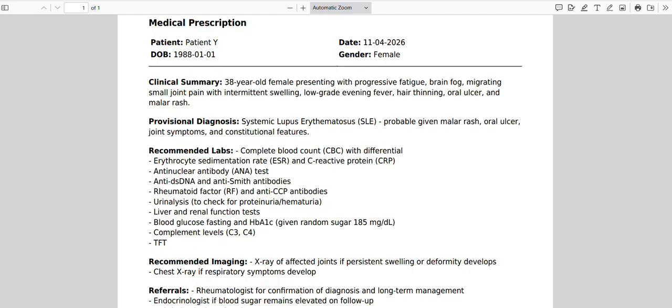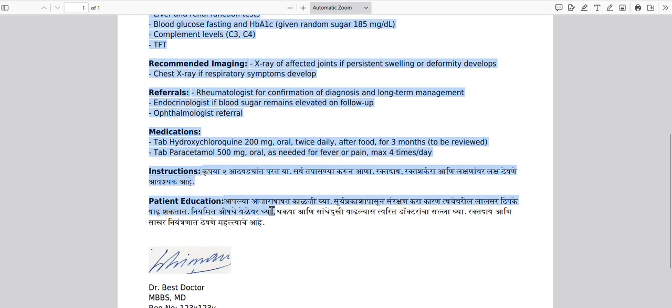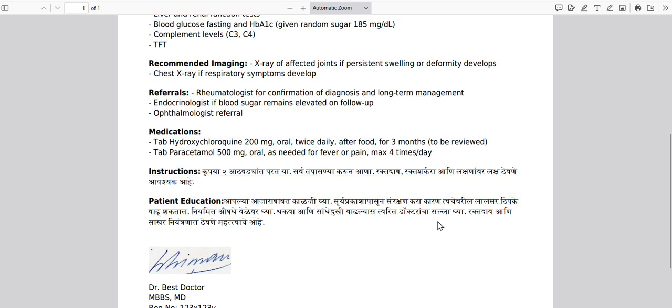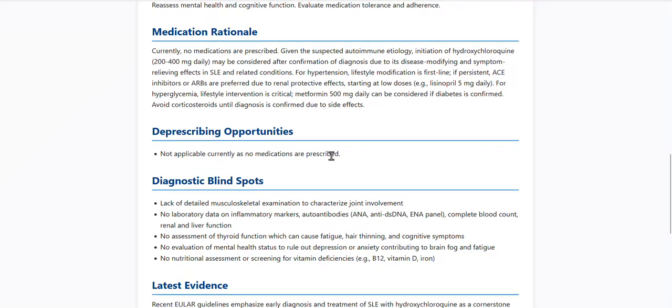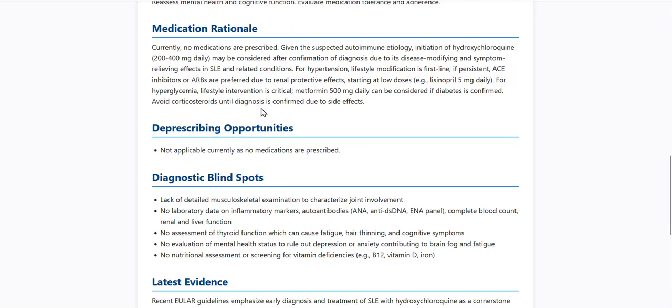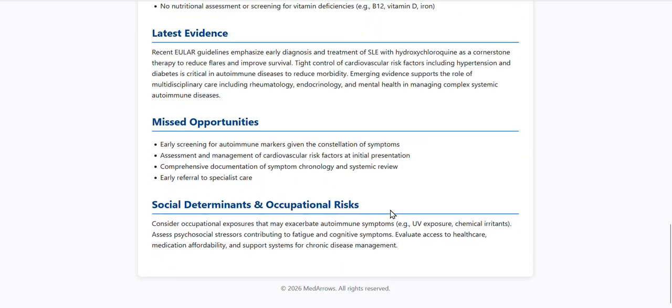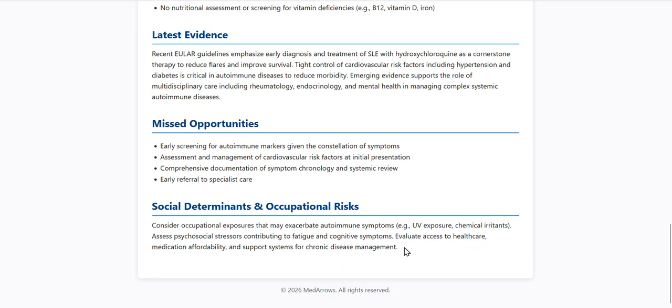You see in the prescription, like here. Okay, so follow-up test, medication rationale. If there are any medications, it's gonna check if there are any interactions, all those things. So this happens when you keep on adding more information on subsequent visits. It's gonna process all that information to help you best manage the patient. Okay, latest evidences and all those things.